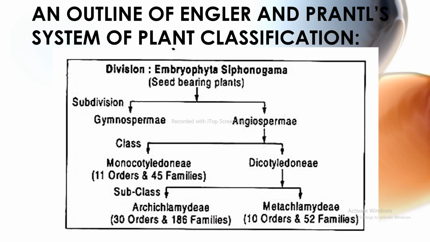An outline of the Engler and Prantl system of plant classification. So this is the division Embryophyta, which is also called Siphonogama, also called seed-bearing plants. It is divided into subdivisions Gymnospermae and Angiospermae. Angiospermae is further divided into class Monocotyledons, which includes 11 orders and 45 families, and next is Dicotyledons, which is divided into subclasses Archichlamydeae and Metachlamydeae. Archichlamydeae includes 30 orders and 186 families. On the other hand, Metachlamydeae includes 10 orders and 52 families.